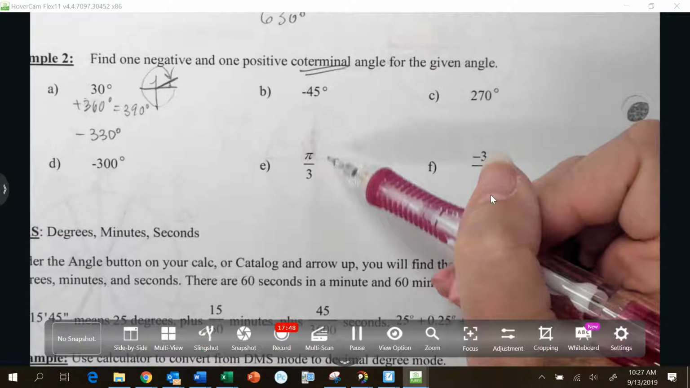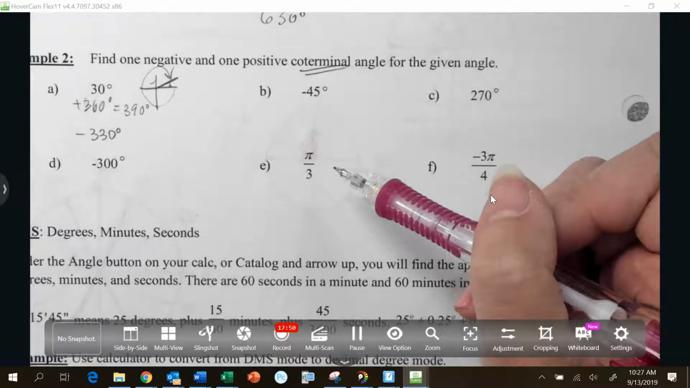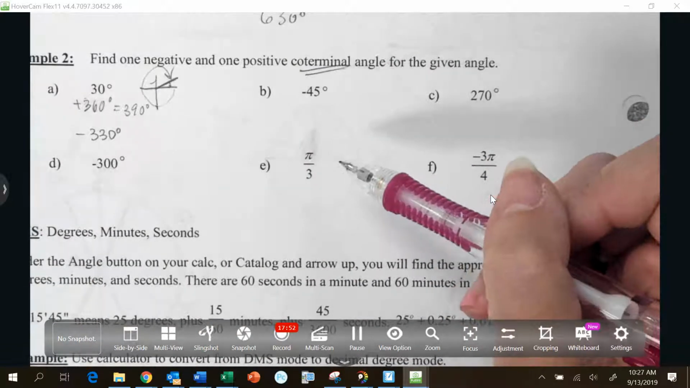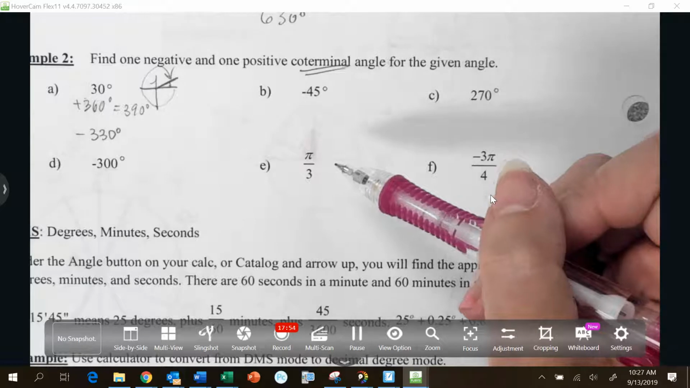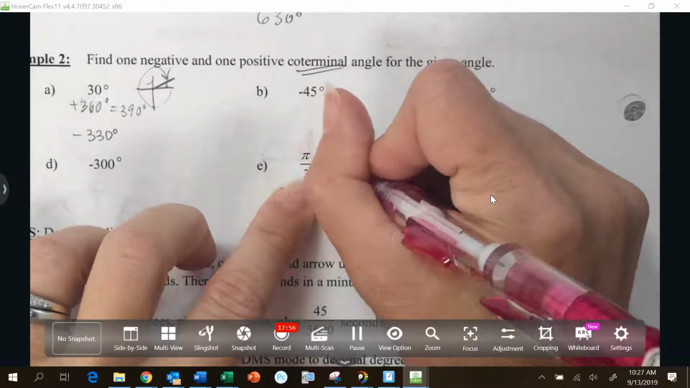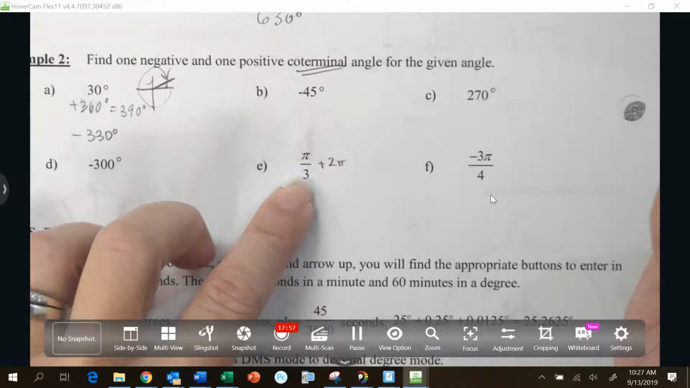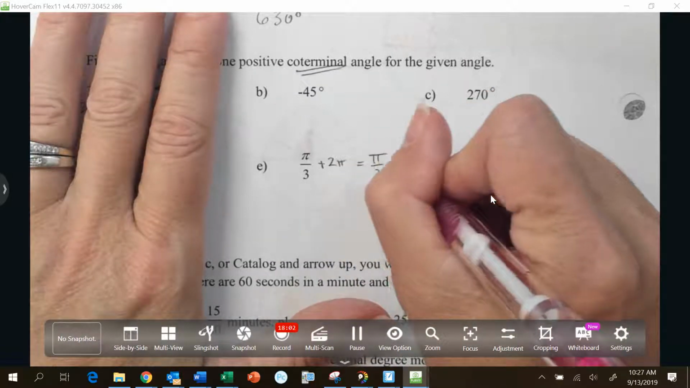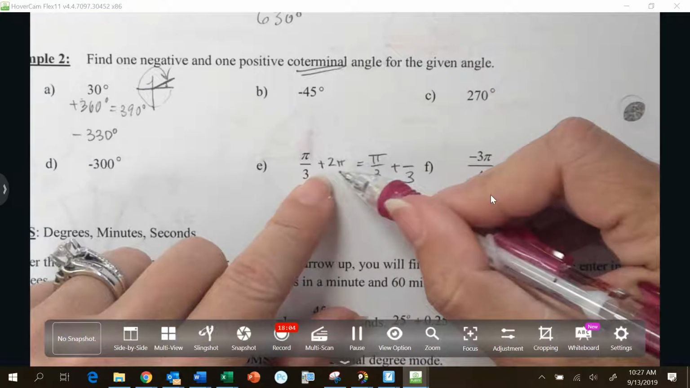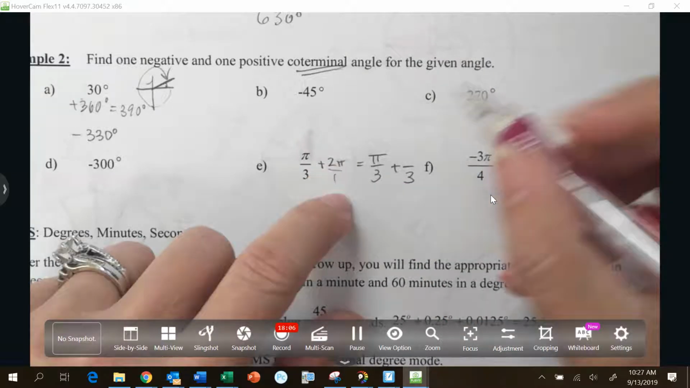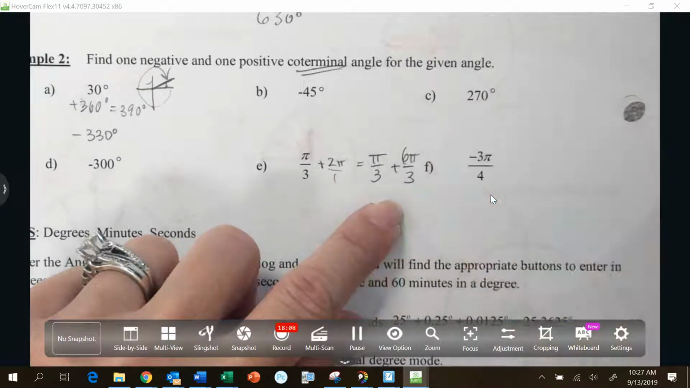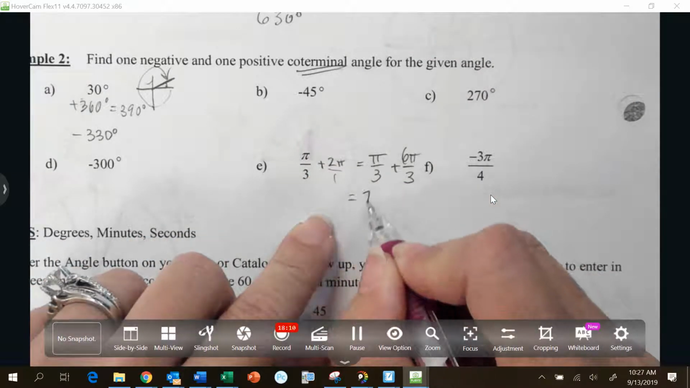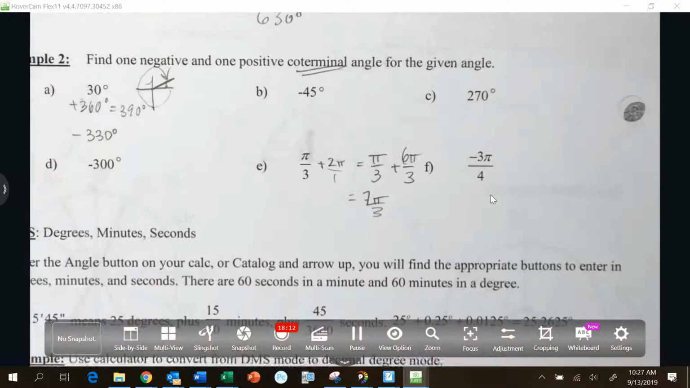So I'm not going to add 360 and subtract 360. What am I going to add instead? I'm going to add 2 pi. So I have to do pi over 3 plus 2 pi. Oh no. Common denominator. We can handle it. Pi over 3, my common denominator would be 3. So I multiply my pi over 1 by 3 over 3, which gives me 6 pi over 3. So that would be 7 pi over 3. Positive answer.